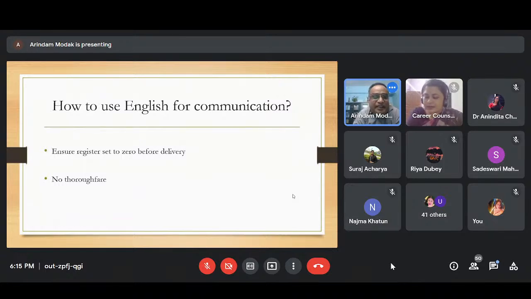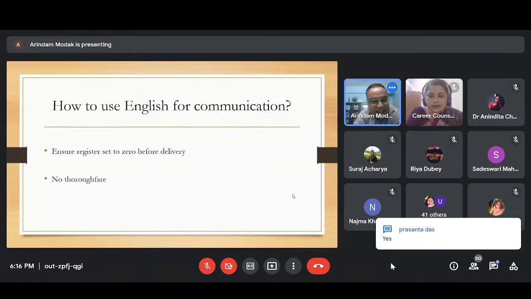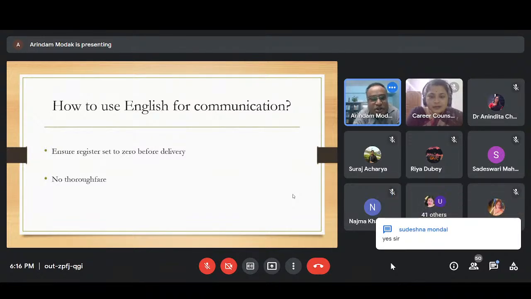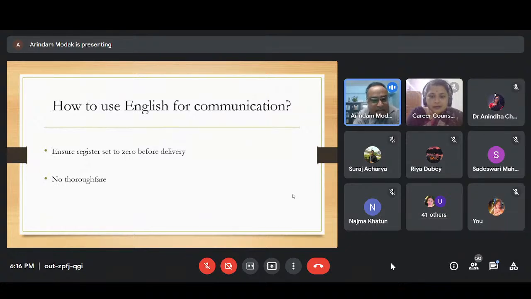So, no thoroughfare. Now, thoroughfare is not at all a familiar word. It is an unfamiliar word. When we first come across this word, we have to look it up in a dictionary, isn't it? And only then we come to understand that a thoroughfare means a wide road, both ends of which are open. That means if you enter through one end, you can easily go out to the other end. So that is a thoroughfare.